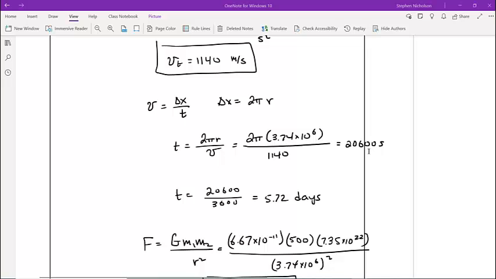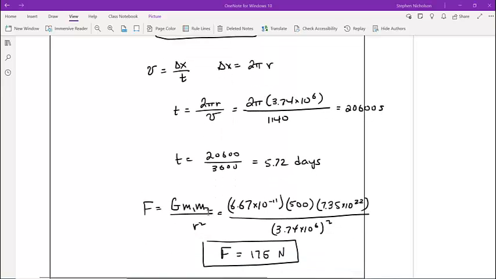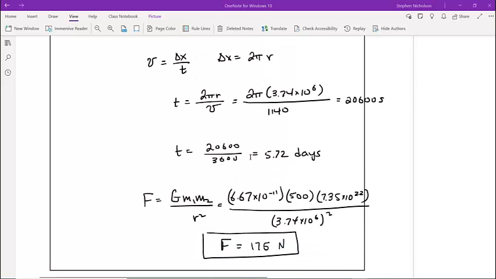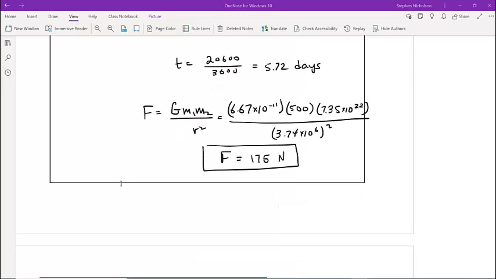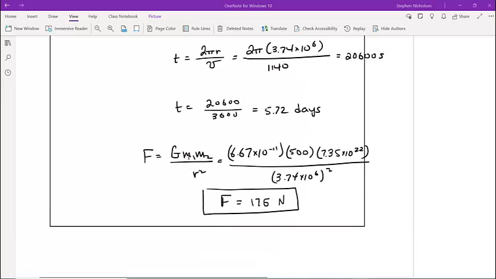And you come up with 20,600 seconds, and if you divide by 3,600 seconds per hour, you get 5.72 hours. And then to find the gravitational force, just use the law of universal gravitation. So it's the universal gravitational constant, the mass of the satellite, the mass of the moon, and the orbital radius.